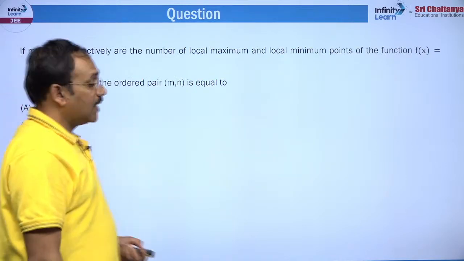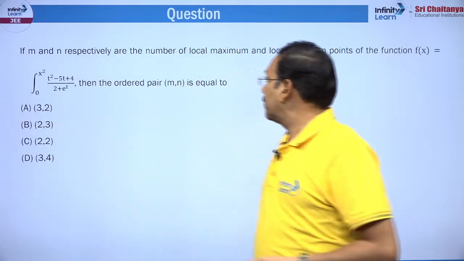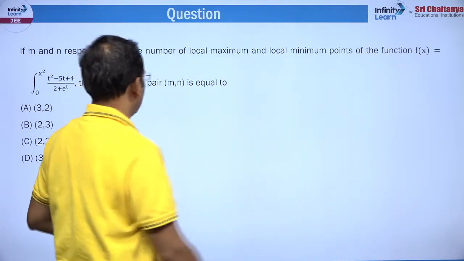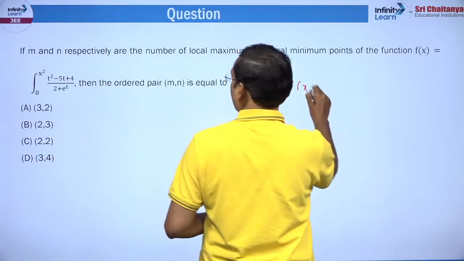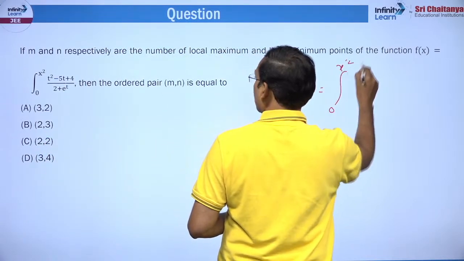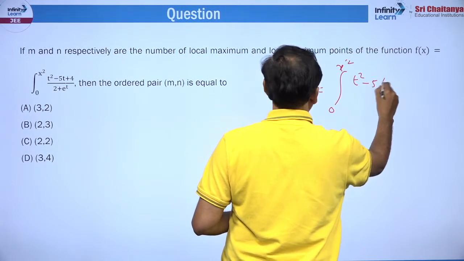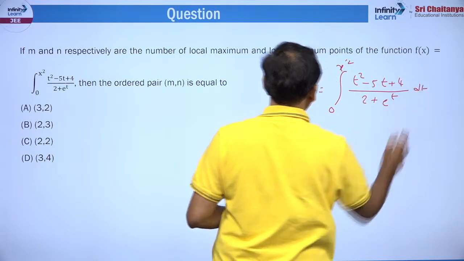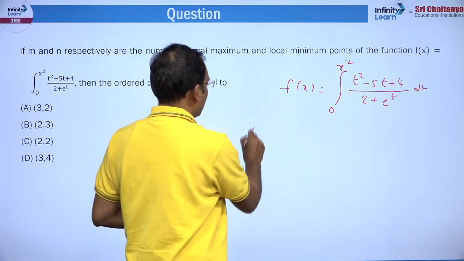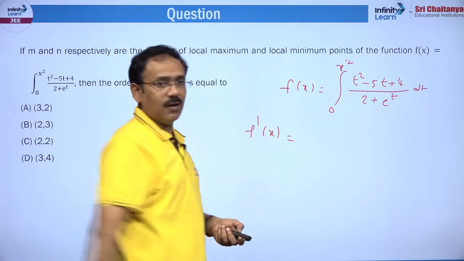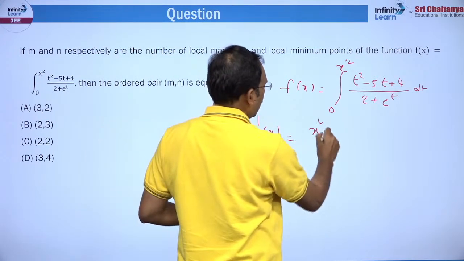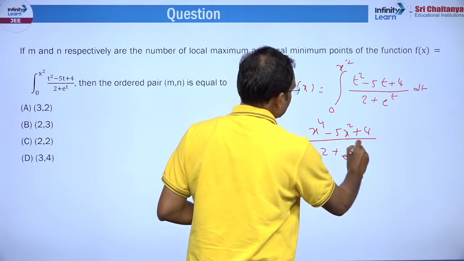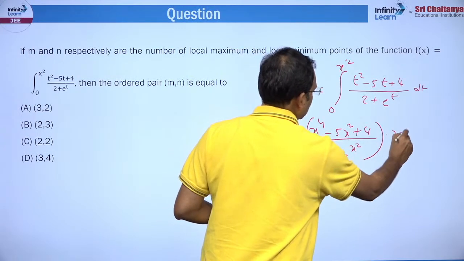You see this question, M, N are the number of local minima and local maxima points for the function f of x, which is given by, my dear friends, integral 0 to x square of (t square minus 5t plus 4) by (2 plus e power t) dt, right. Now what you need to do is find f dash x by the Leibniz formula. Dear friends, you will get (x power 4 minus 5x square plus 4) by (2 plus e power x square) into, since the derivative of x square is 2x.